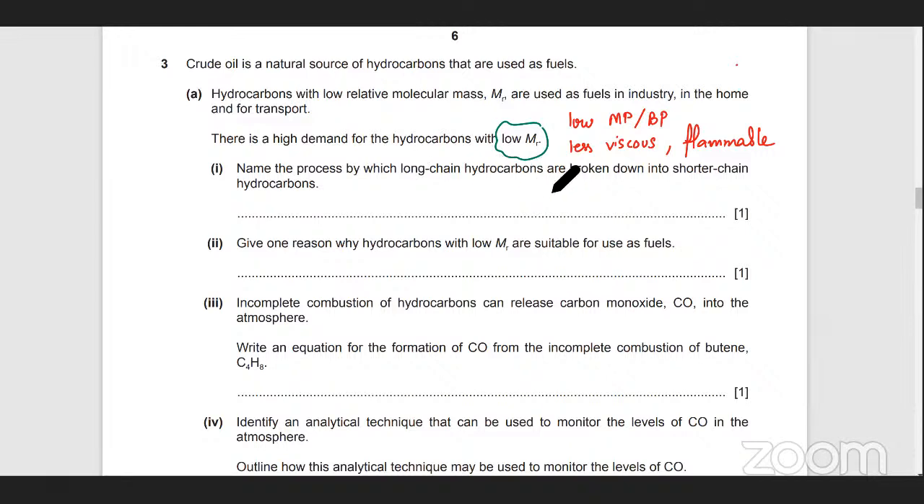Name the process by which long chain hydrocarbons are broken down into short ones. What's the name? Cracking. Okay, that is cracking. And after that, one reason why hydrocarbons with low Mr are suitable as fuels, one mark: they are more flammable, we have already done that.